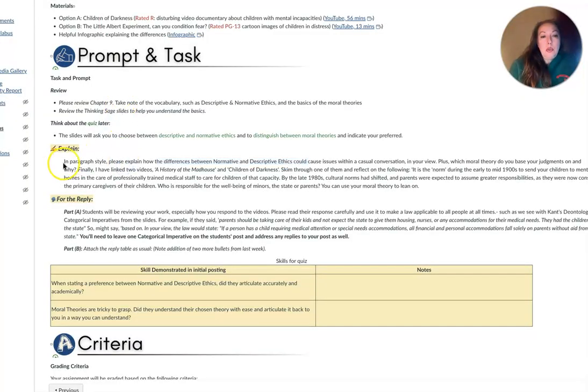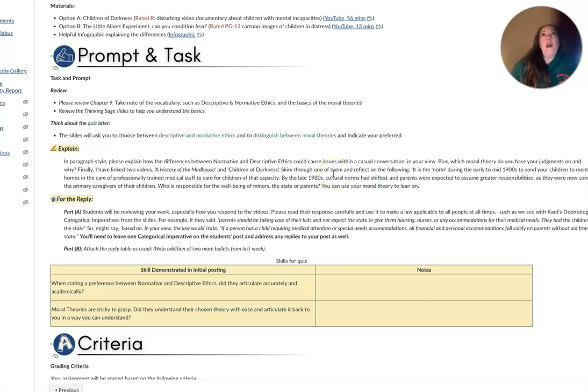For this one, you are going to explain the differences between normative and descriptive ethics and how they might come up in a casual conversation. I'll go into more detail, don't worry. Plus, which moral theory do you base your judgments on? So this one is looking at something very specific and seeing how we interact with it.